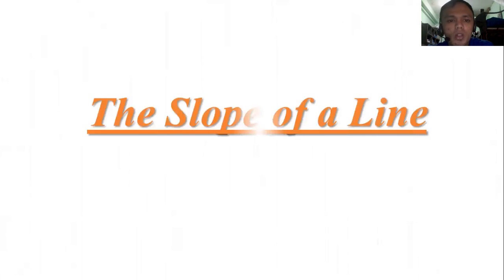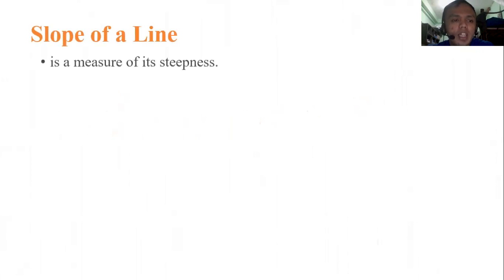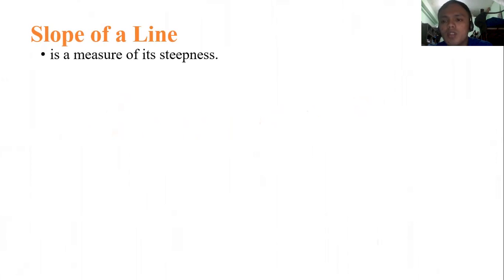So today we are going to discuss the slope of a line. Actually, I already mentioned this slope of a line in the previous video lessons that I made. Now, the slope of a line is a measure of the steepness of a graph. Kumbaga, sinusukat natin kung gaano katarik yung isang graph or yung isang line, yung isang slanting line. So yun ang slope of a line.